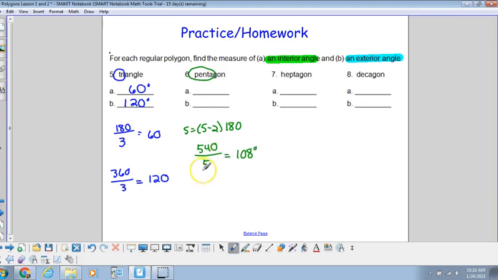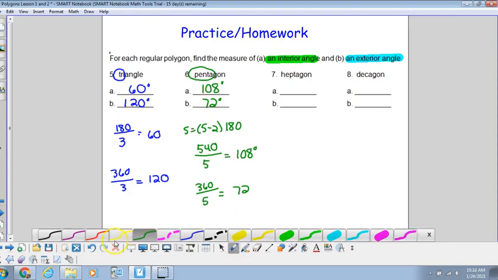For the exterior angle, we take the sum, which is 360, and divide by the number of angles, which is 5. 360 divided by 5 gives us 72. So we have our answers of 108 for interior and 72 for exterior, and these two angles add up to 180 because an interior and an exterior angle are supplementary.